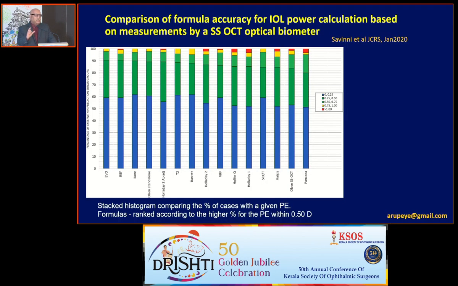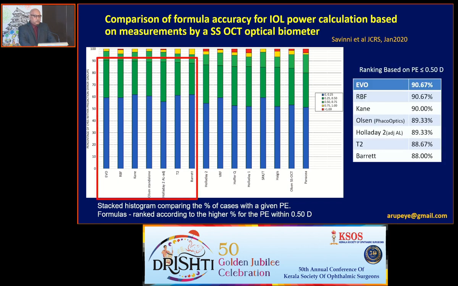Now we need to have a benchmark, what we are aiming for in our practice. This is a very comprehensive study published by Giacomo Savini, a good friend of mine from Italy. It showed that with all the major current formulas, from 88% of patients with Barrett Universal 2 to 90.67% with EVO, the post-op refraction falls within a refractive prediction error of 0.5 diopter. So this is the direction that we want to move in.